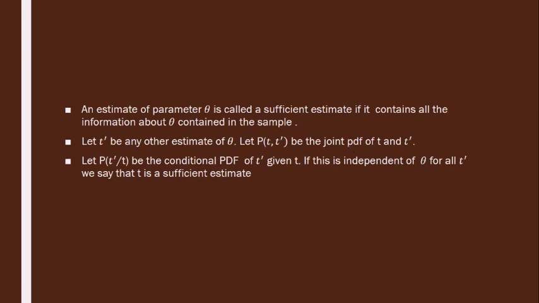Now also consider the conditional probability of t dash given t, and if this is independent of theta, that is, if this PDF does not have any terms regarding theta for all t dash, we say that t is a sufficient estimate of theta. All these things will be a bit more clear when we come to a problem.